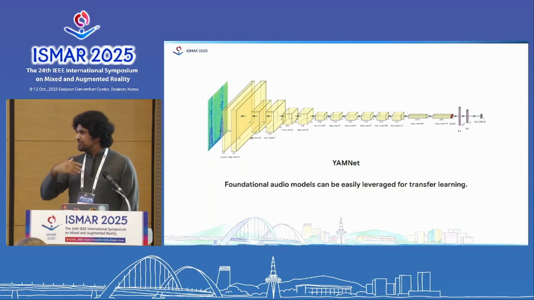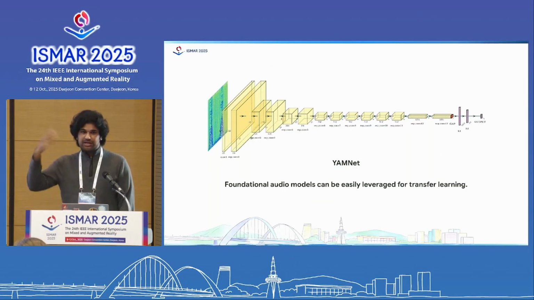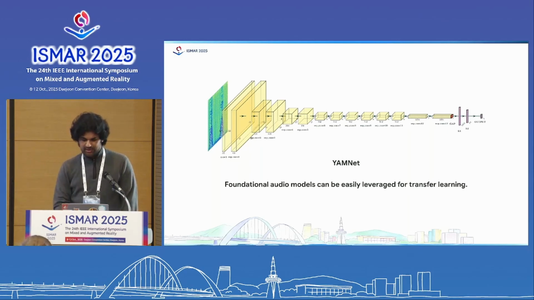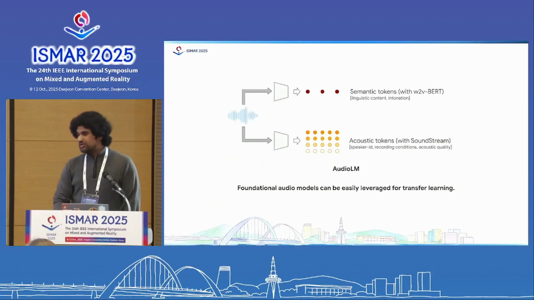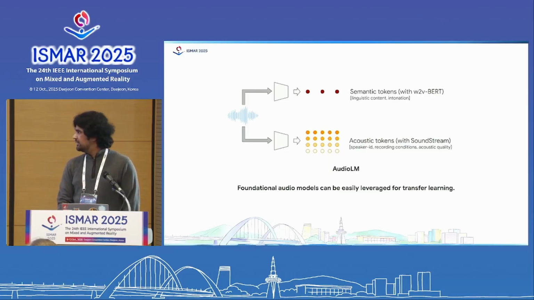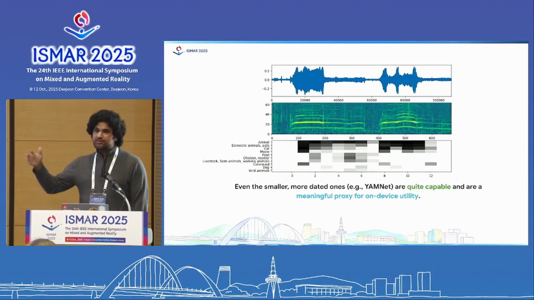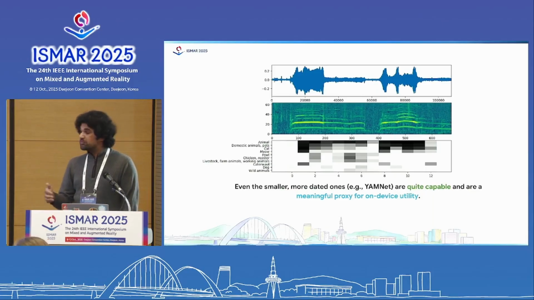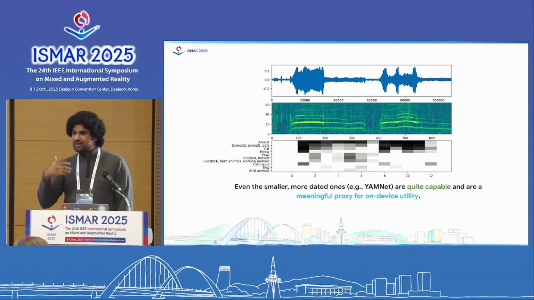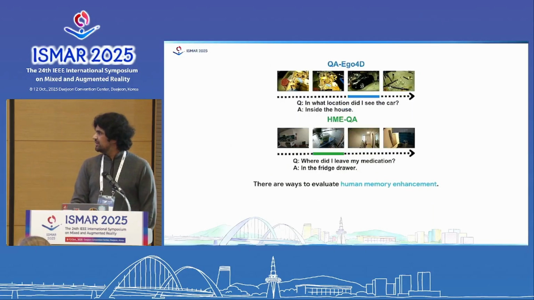It was great to see YAMNet used in an earlier paper today, but generally speaking, there are these foundation audio models that are super simple. YAMNet, I think, is like 12 years old at this point. And they're pretty usable for this transfer learning task that would enable this audio-driven image capture model. There are also more complicated models that we didn't use in this paper, which we talked about briefly, that could potentially give better semantic granularity. Even smaller, more aged models like YAMNet are really capable of distinguishing sound, and they're very meaningful as a proxy for on-device capabilities for these constrained smart glasses devices.